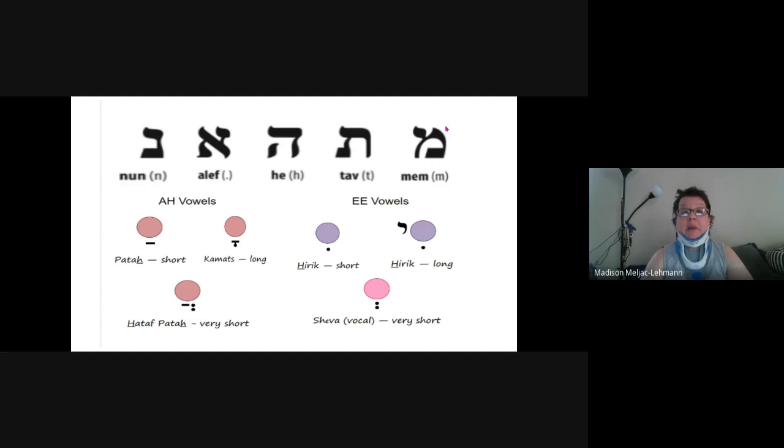Mem is kind of like a mountain. Hey kind of has a hole in the middle. So we have mem, tav, and hey. And the sounds are m, t, h. Okay. Then we have aleph, which technically makes no sound.